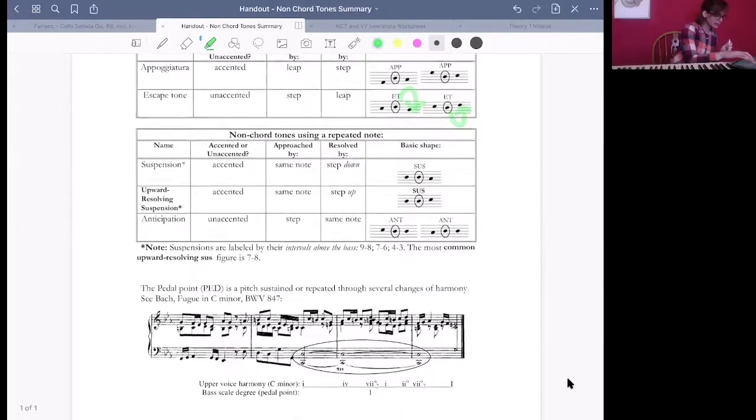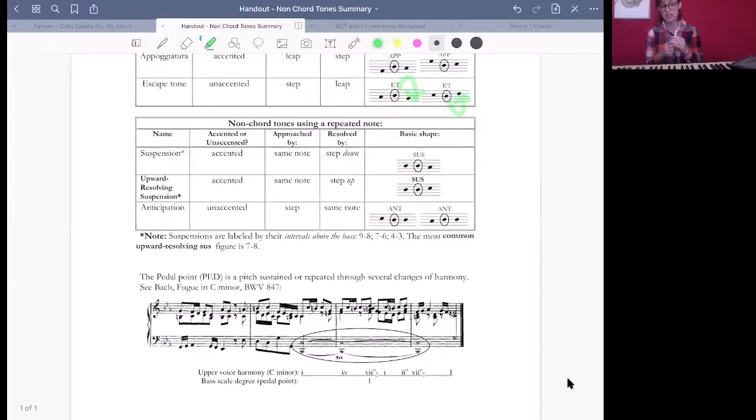And last but not least, non-chord tones using repeated notes. Again, you know one of these. We spent a lot of time with suspensions in fourth species counterpoint, right? That is something you know. Our note is tied over the bar line or repeated over the bar line and then steps down. Now, unlike in fourth species counterpoint, where you were not allowed to do this, there is such a thing as an upward resolving suspension. So you can have the same idea, note is repeated, but it resolves upward. Couldn't do that in fourth species, but you can do it now.